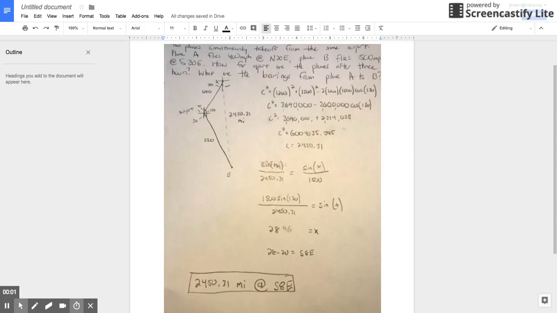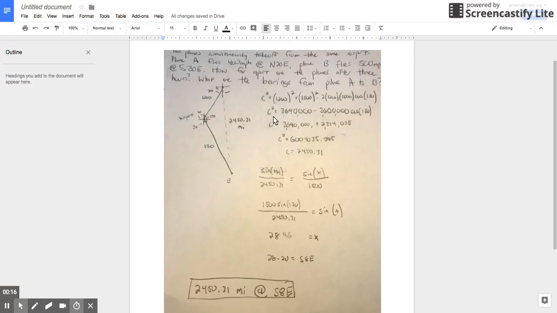All right, so we got this problem here. Two planes simultaneously take off from the same airport. Plane A flies 400 miles per hour at north 20 east. Plane B flies 500 miles per hour at south 30 east. How far apart are the planes after 3 hours, and what are the bearings from plane A to plane B?